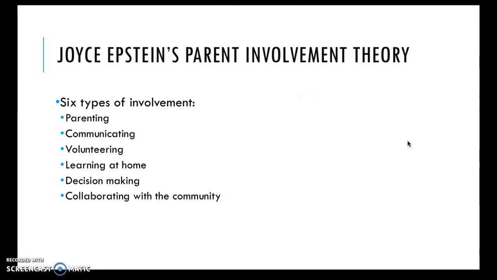Next was Joyce Epstein's parent involvement theory. In her theory, she has 6 types of different involvement. First is parenting, then communicating, volunteering, learning at home, decision-making, and collaborating with the community. In all of these, she talks about different ways and reasons why all of these involvements are very crucial for a child's development in school and reading.